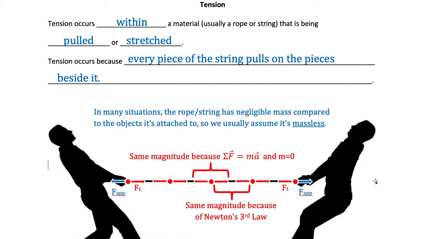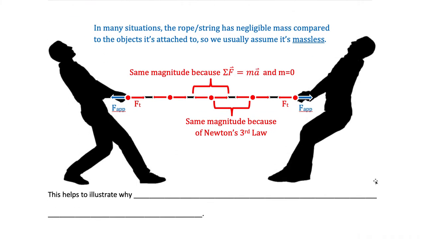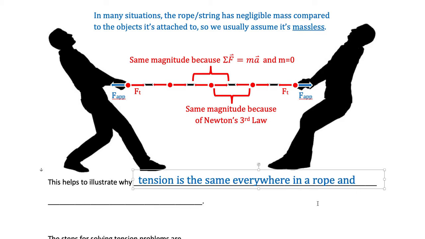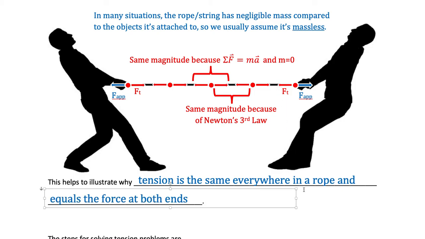Now this is a really, really important concept that lets us solve tension problems. And I'll sort of summarize it below here. This helps to illustrate why tension is the same everywhere on a rope. So all these red arrows are the same and equal to the force at both ends. So these blue arrows, in fact, are also the same as all the red arrows.